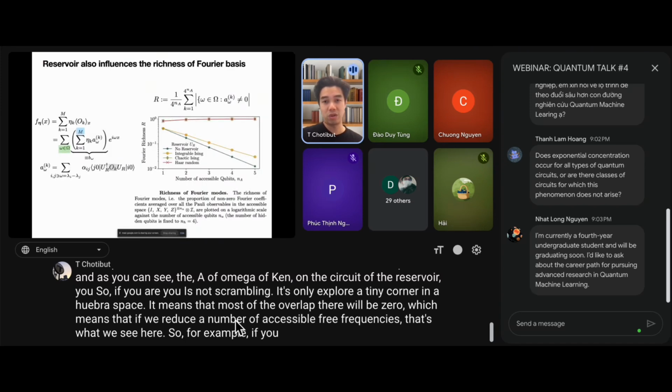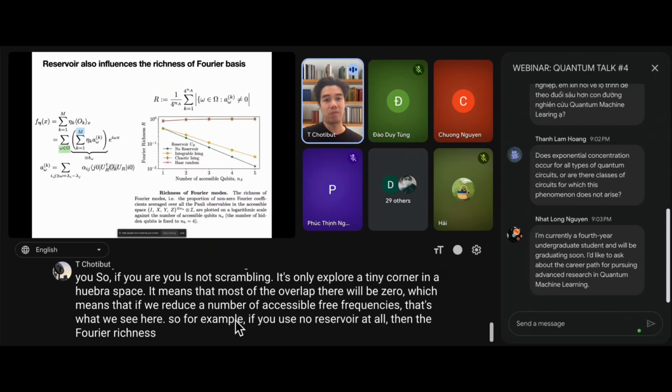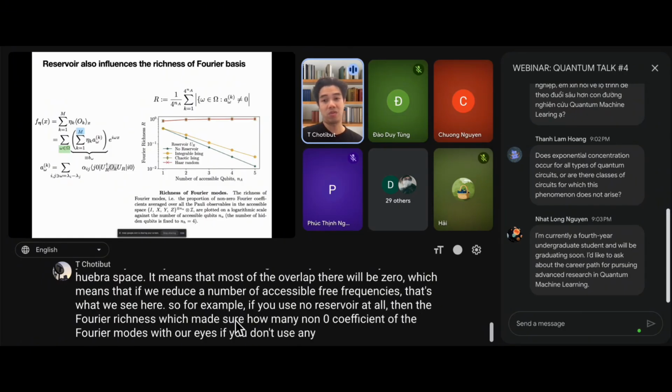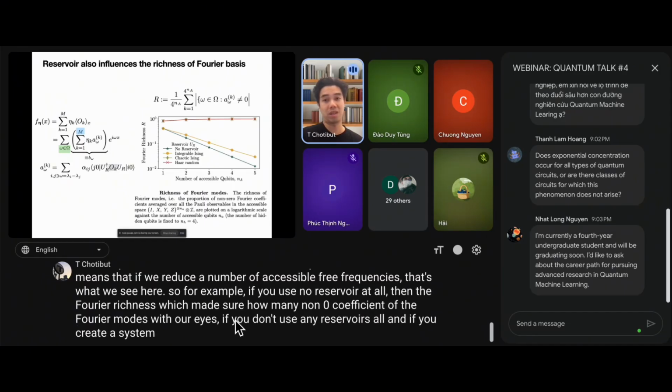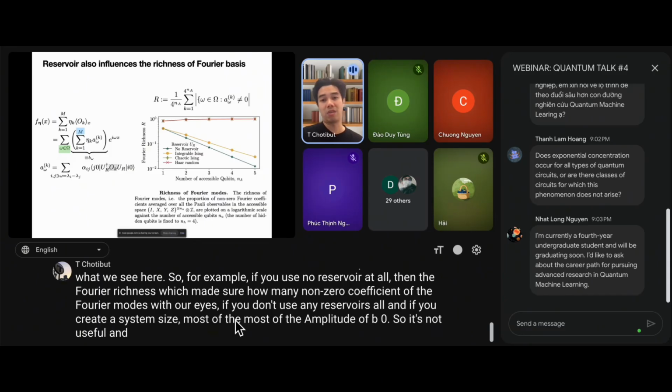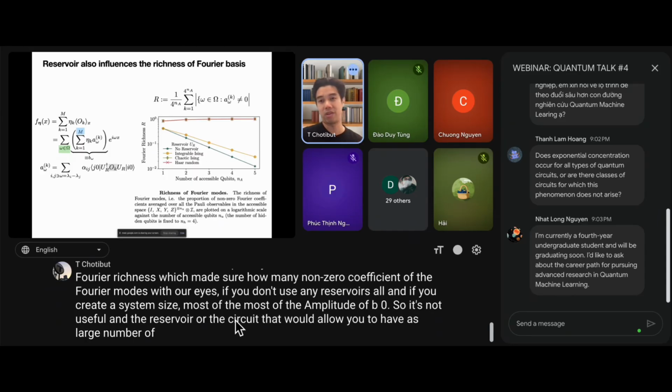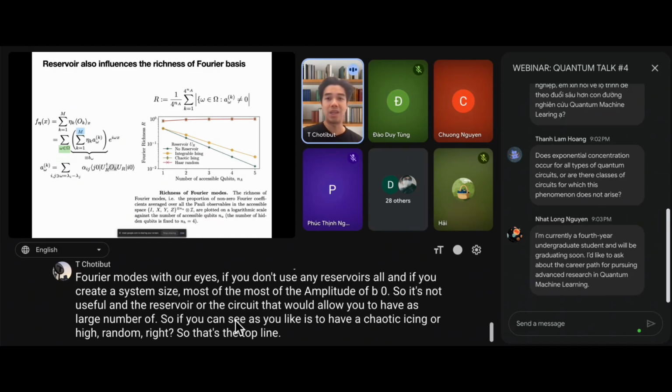So for example, if you use no reservoir at all, then the Fourier richness, which measures how many non-zero coefficients of the Fourier modes will arise, is low. If you don't use any reservoir at all, and if you increase the system size, most of the amplitudes will be zero, so it's not useful. And the reservoir or circuit that would allow you to have as large a number of Fourier frequencies as you like is a chaotic Ising or a highly random circuit, right? So that's the top line.